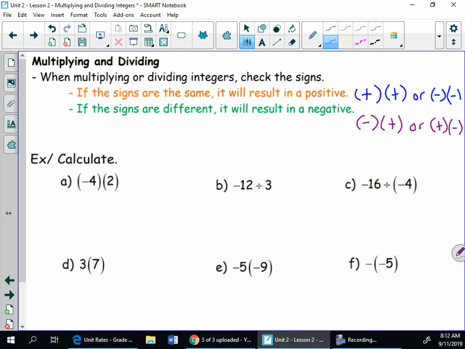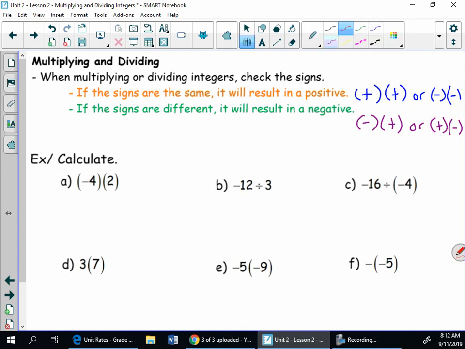Okay. Once I've dealt with the signs, I'll have to worry about the numbers afterwards. And we're going to try and do today with some mental math, if we get some practice with it. If you have to use a calculator, it's okay, but let's try and do some mental math today. So let's take a look at some questions here.